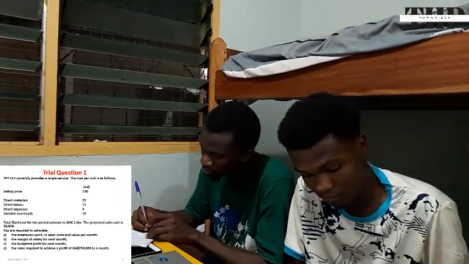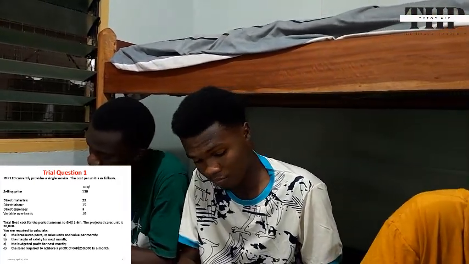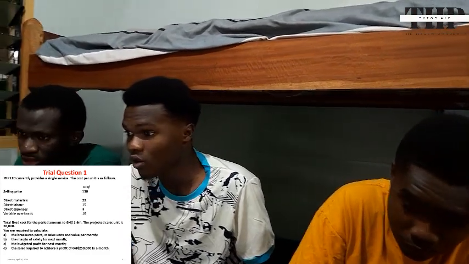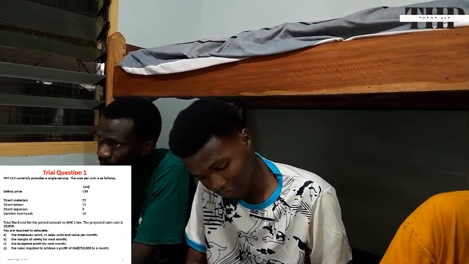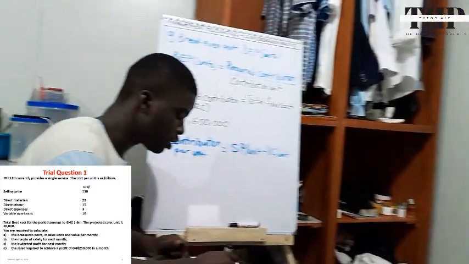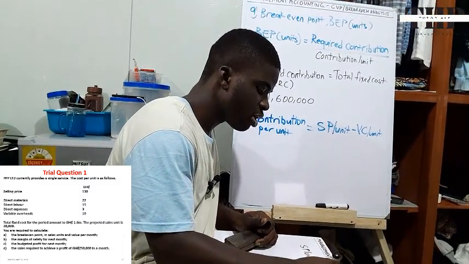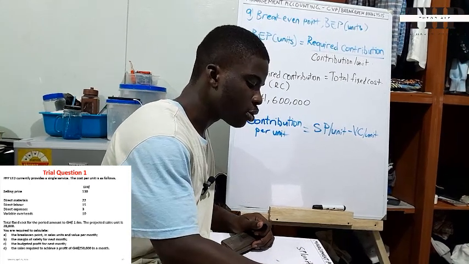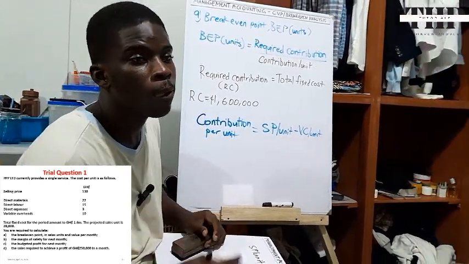Right, so how do we get that? The selling price is also given in the question as what? That's 130. So the selling price per unit was given as 130. But what then is the variable cost? Variable.